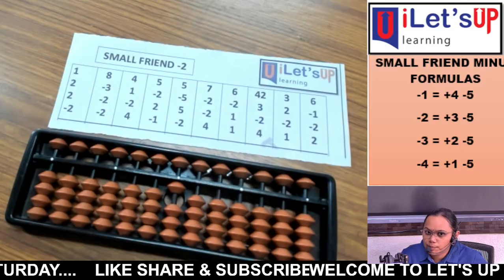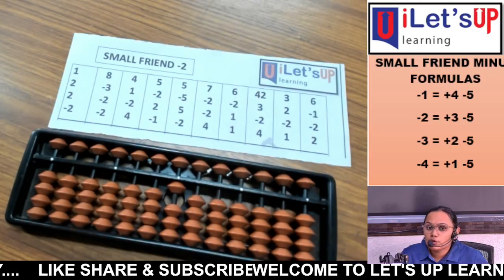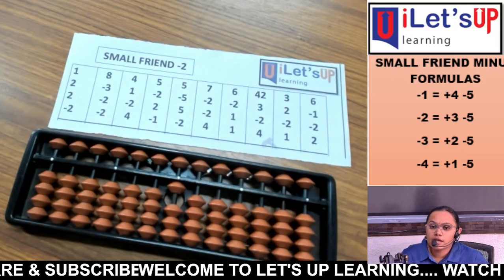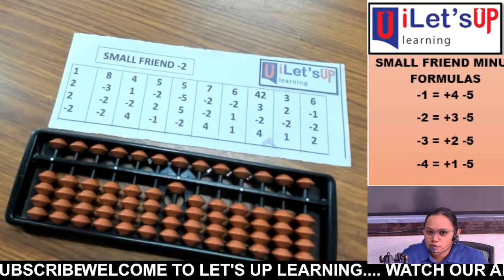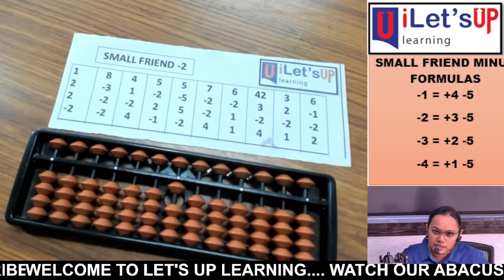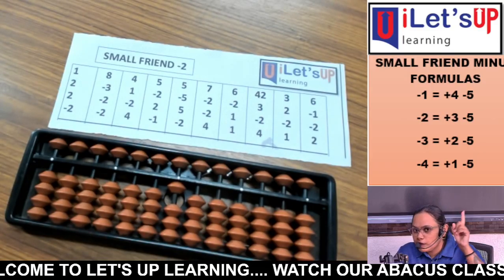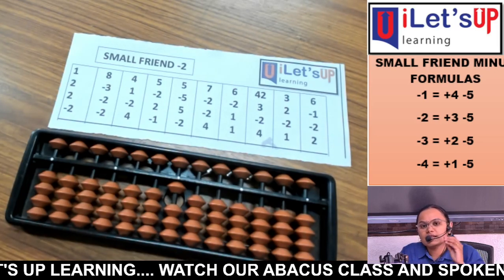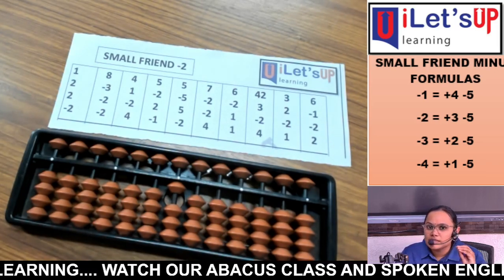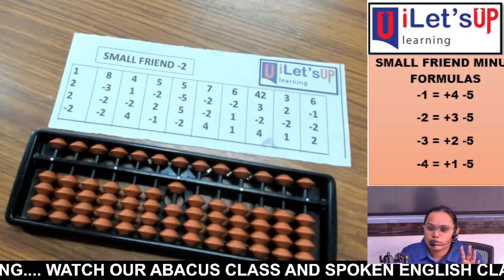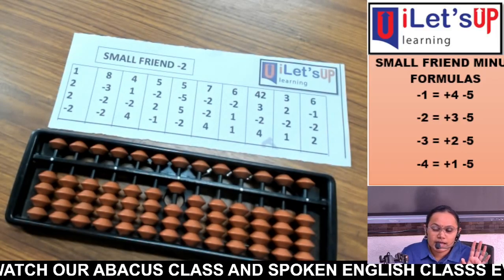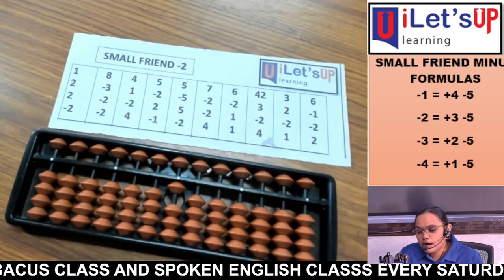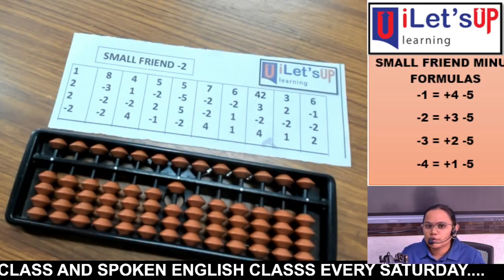As I told you earlier, if you don't have any exam near, please write the small friend plus formulas, each formula 10 times. And here also the small friend minus formulas, please write them at least 10 times if you don't have an exam nearby. If there is an exam, let the exam complete. After the completion of the exam, you can write it.